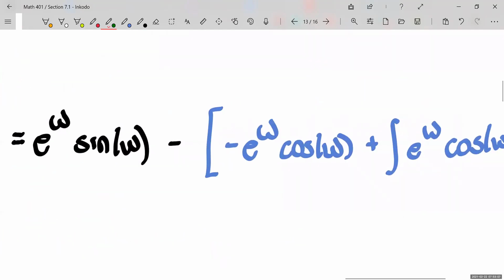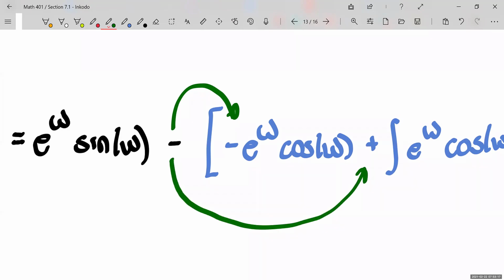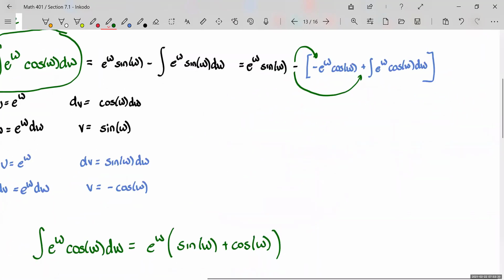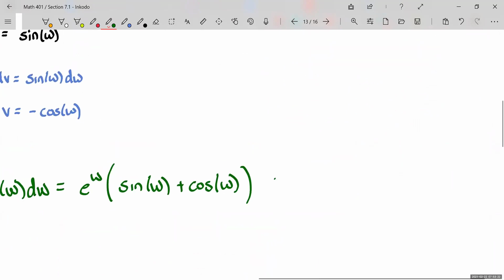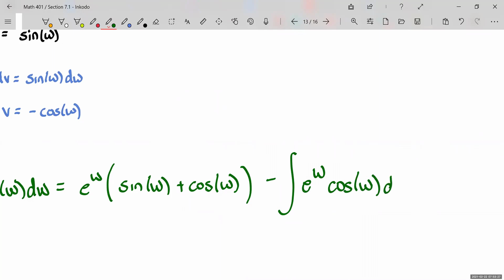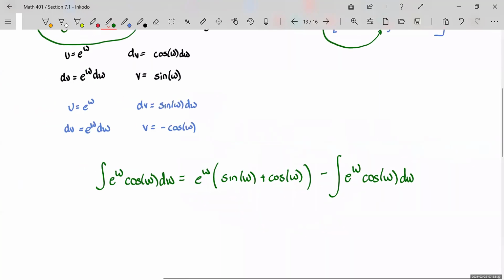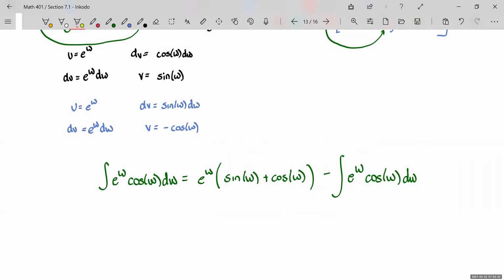So again, that's just the negative distributing right there, becoming a positive, and then I factor out e to the w, sine of w plus cosine of w. Now, when I take this negative and distribute it over here, I'll have a minus integral of e to the w cosine of w, dw. And you see what we're trying to find the value of actually occurs on the right-hand side as well. We'll go ahead and add that to both sides.